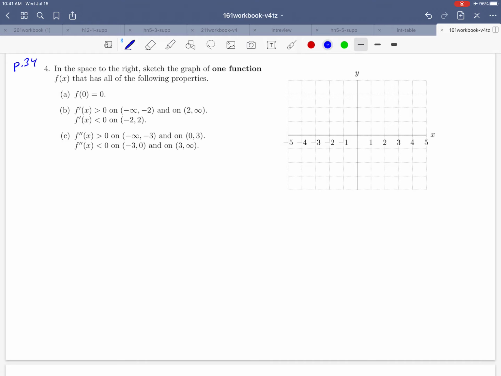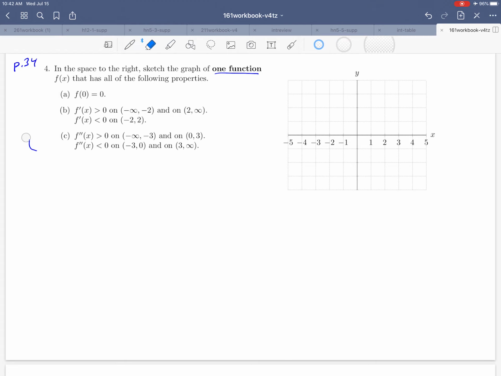So in the space to the right, sketch the graph of one function f of x that has all of the following properties. Just to emphasize what they're asking us to do here, we're trying to draw the graph of just a single function, and it's supposed to have all of the properties that we're seeing down here at once. I like to use a systematic approach. Just work my way down this list gradually and see if we can draw this function in pieces, keeping in mind that we may need to make some adjustments. So have your eraser handy as we do this. We're going to do this in stages and discover that we have to erase parts of our graph and make corrections as we go.